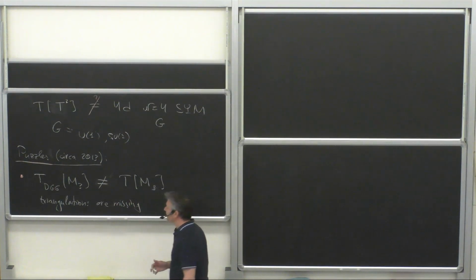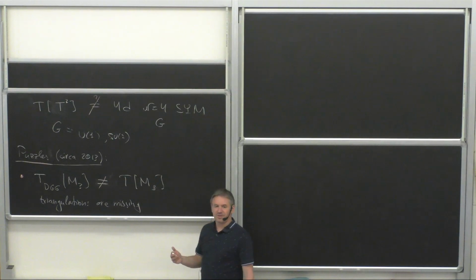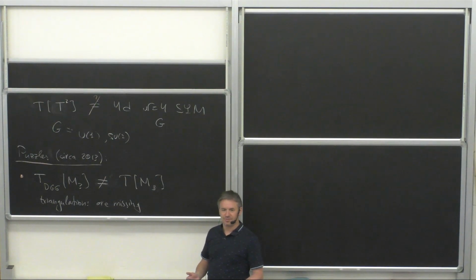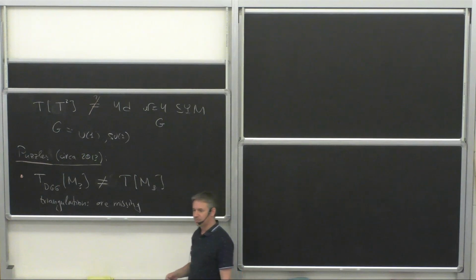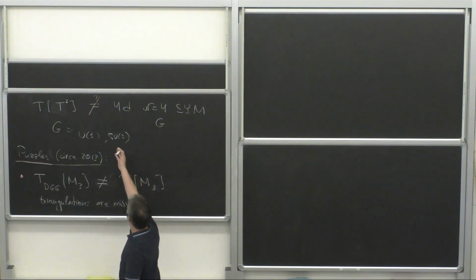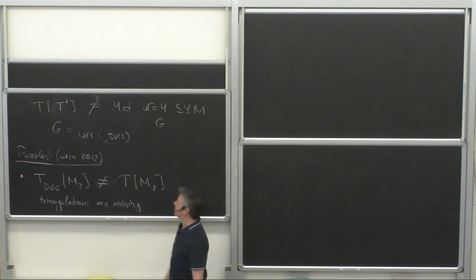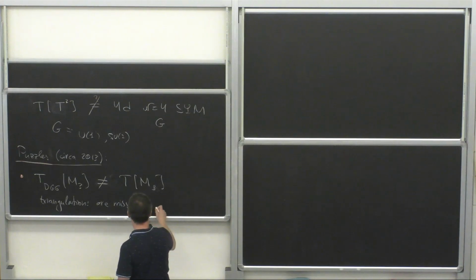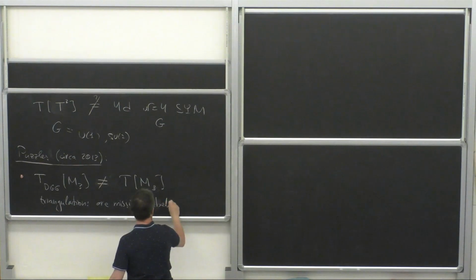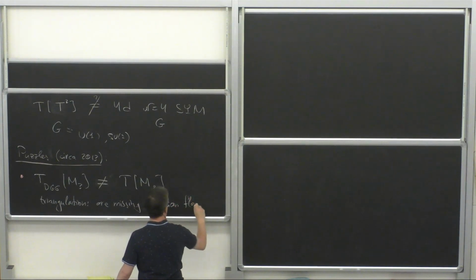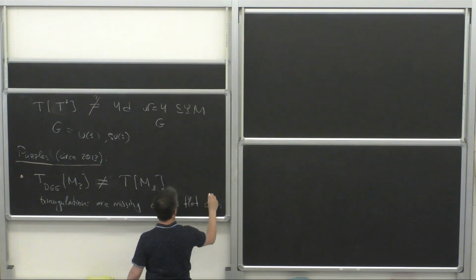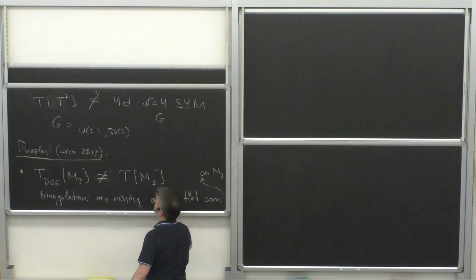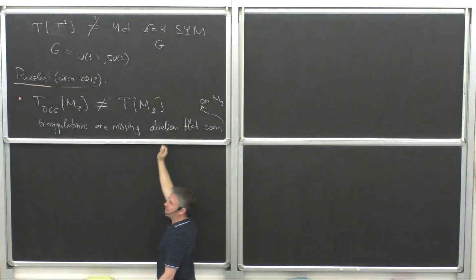But among flat connections, the simplest ones are the ones which are fully reducible. So basically, they live in a Cartan of a complex group. And for my choice of SU(2), the complexification is SL(2,C). So it still has a one-dimensional Cartan, and that would correspond to abelian flat connections on M3. So this created all kinds of puzzles back in the day.